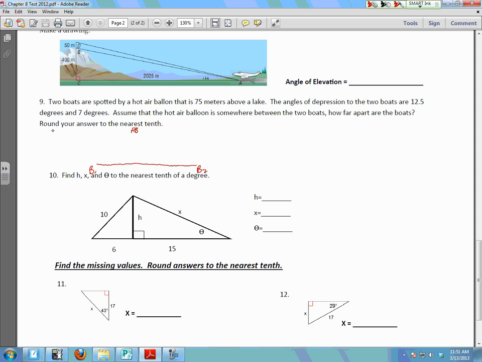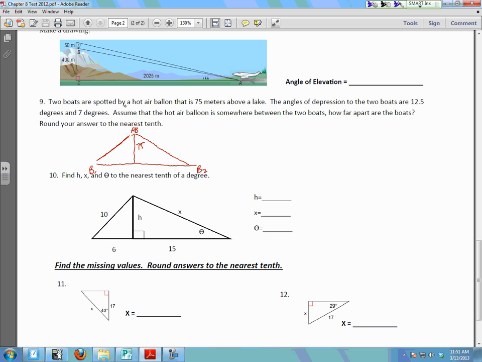A lot of you put it over here. That is not between the 2 boats, okay? If you put the hot air balloon over here, it's going to basically tell me to subtract the resulting values that I get instead of adding them, and what we want to do is add them. It says the hot air balloon is 75 meters off the ground, or above the lake. We've got a line of sight to boat 1 right there. We've got a line of sight to boat 2 right there.